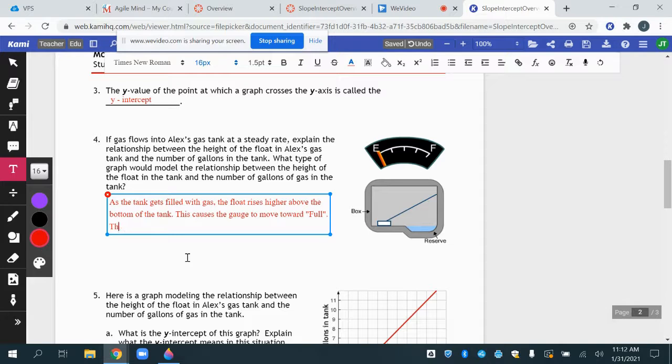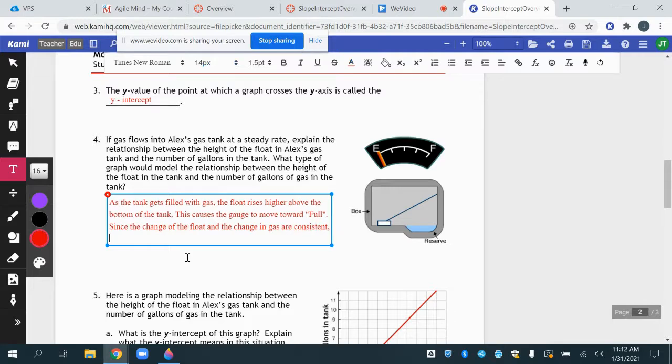Since the change is consistent, oops, I missed an S. The graph will, oh, how did I get black? It's so weird when that happens. The graph should be a straight line. It is a constant rate.